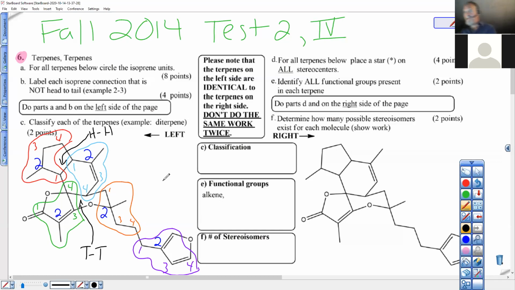All right, so we've done part A and B. Part C, count your circles and figure out how many multiples of 10 you got. 1 circle, 2, 3, 4, 5. 5 is 25 C's. You need the prefix that means 2.5. And that was the cis terpene.